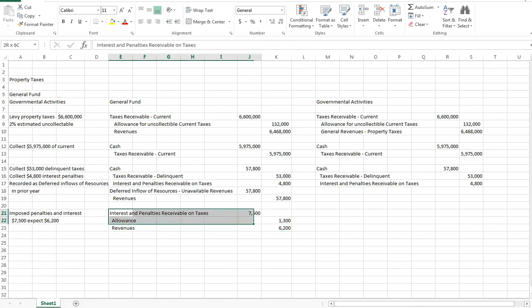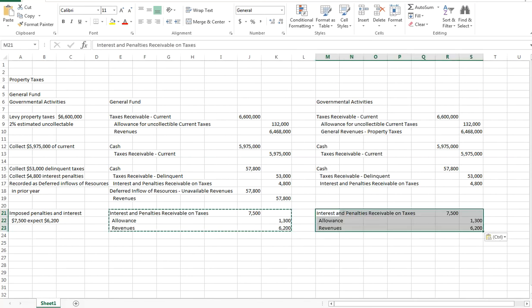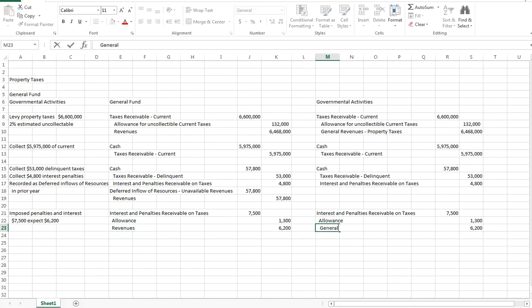Now on our governmental activities, we're going to have basically the same thing, except this revenue is going to be called general revenues, interest and penalties on delinquent taxes.